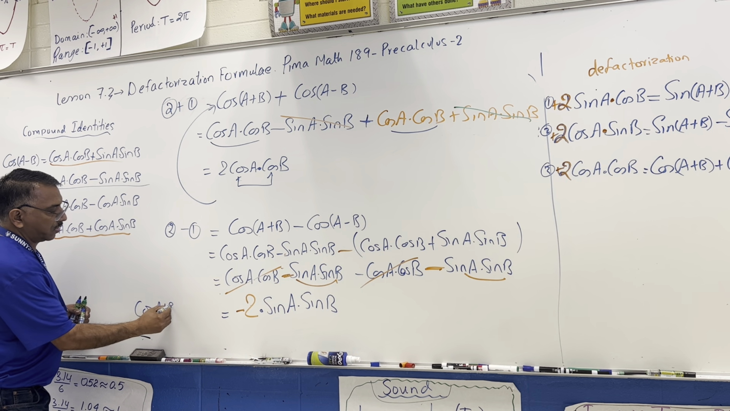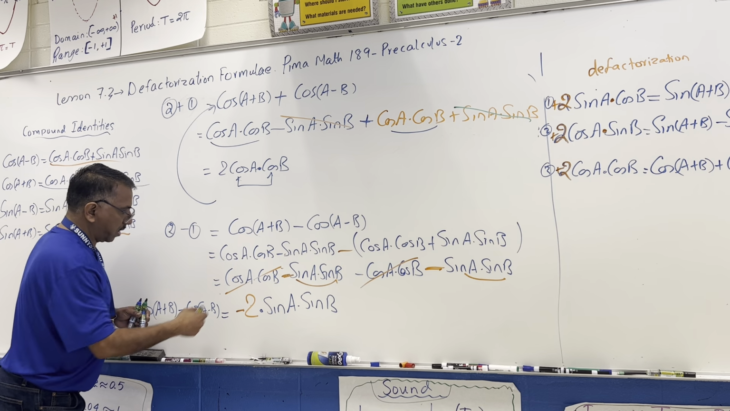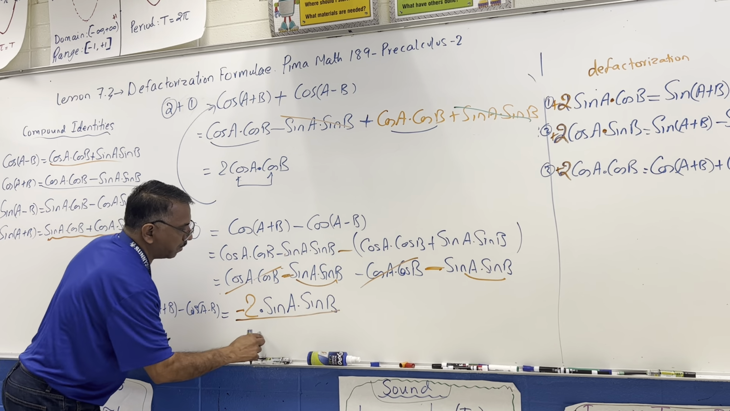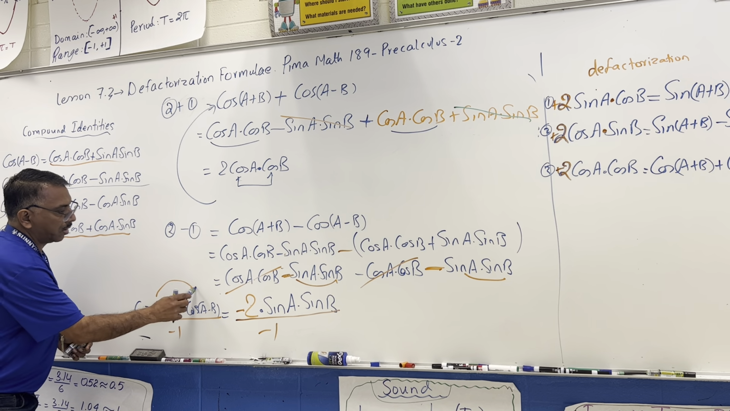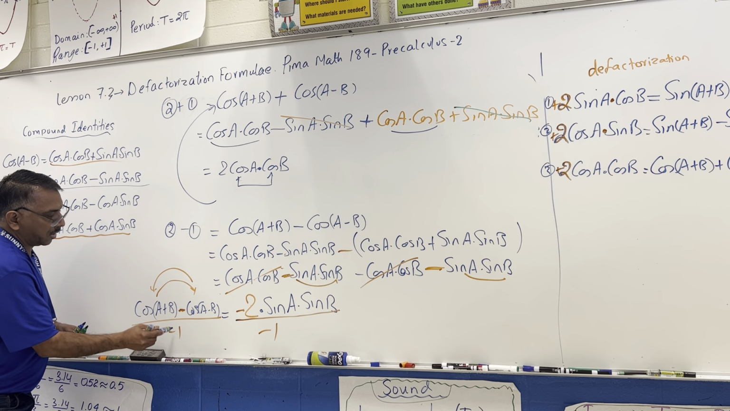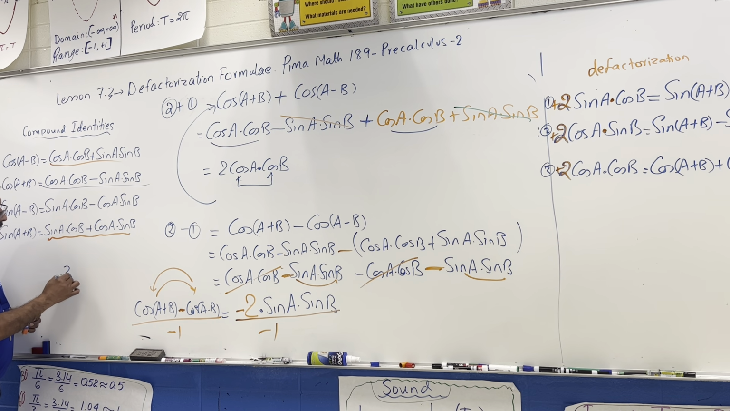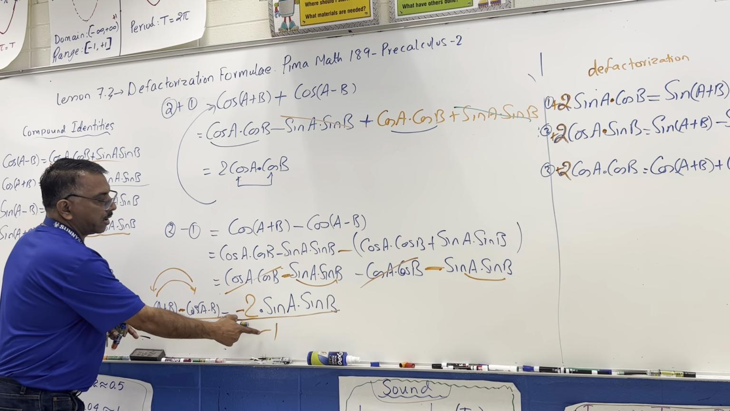We started with cosine of A plus B minus cosine of A minus B, which is right here. And now what I'm going to do, I don't want this minus, so I'm going to divide by minus 1 on both sides. So this will be minus, and this minus will become positive, so you swap it because of the minus sign. So it's like, if you have 3 minus 5, and if I divide like this, it's the same as writing 5 minus 3. The same thing here.